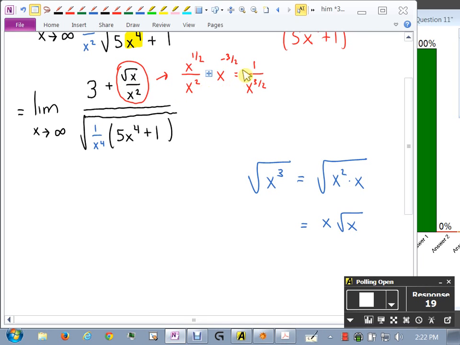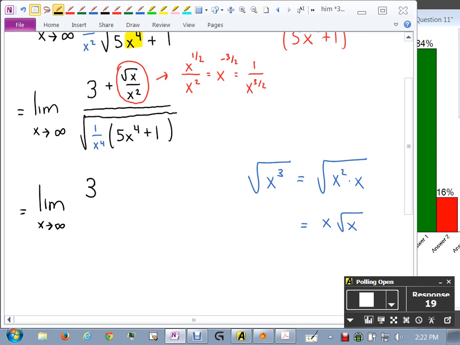All I'm trying to do is rewrite this so that it looks like 1 over x to the n, where that's a positive number. Because I know this is going to go to what as I let x go to infinity? It's going to vanish away to 0, right? All right, let me multiply this all through and see where you are.